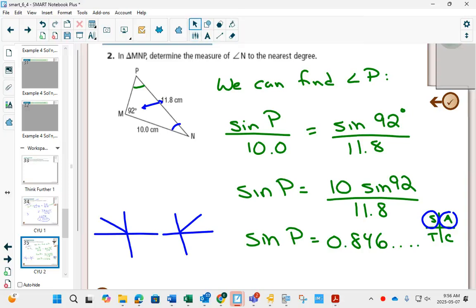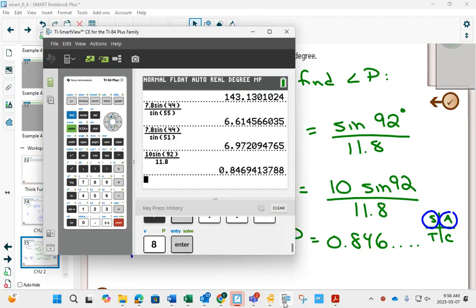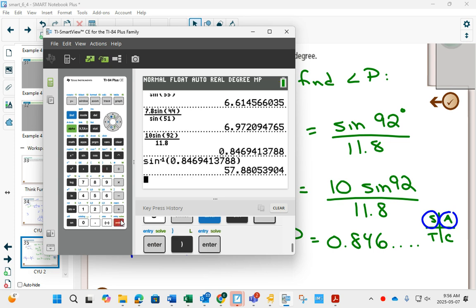So how do we find a reference angle? We always do sine inverse of the positive value. It's already positive, so I can just go to my calculator, and I can go sine inverse, just select this number, all of its decimal places, and I get a reference angle of 57.88.